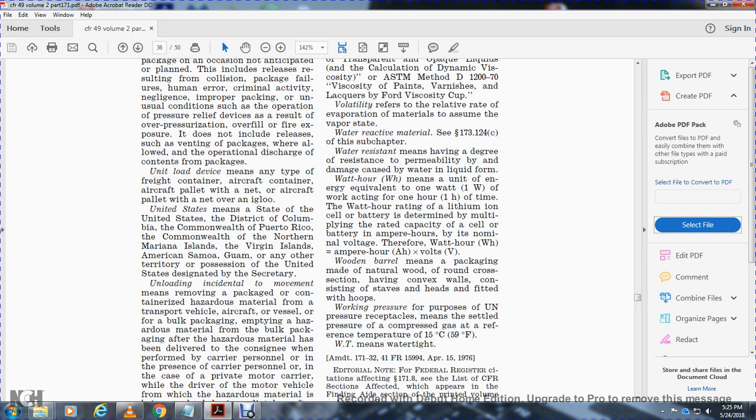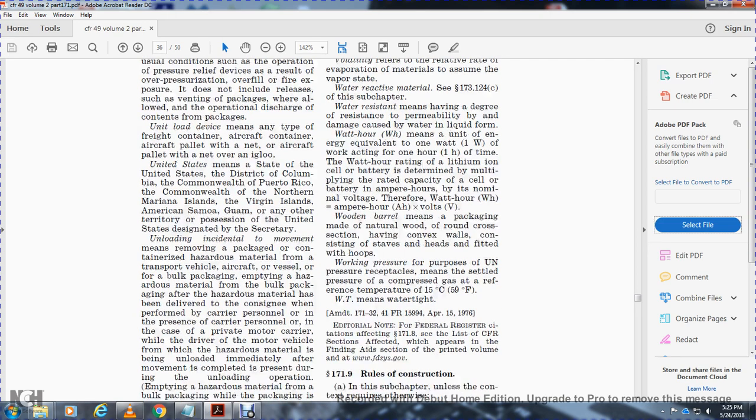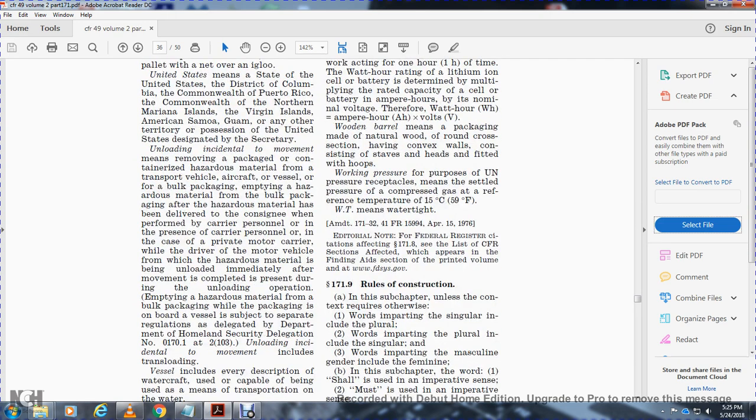All right, working pressure. The working pressure of a UN pressure receptacle is the settled pressure of a compressed gas at a reference temperature of 59 degrees Fahrenheit. WT means watertight. 179.1 Rules of construction.